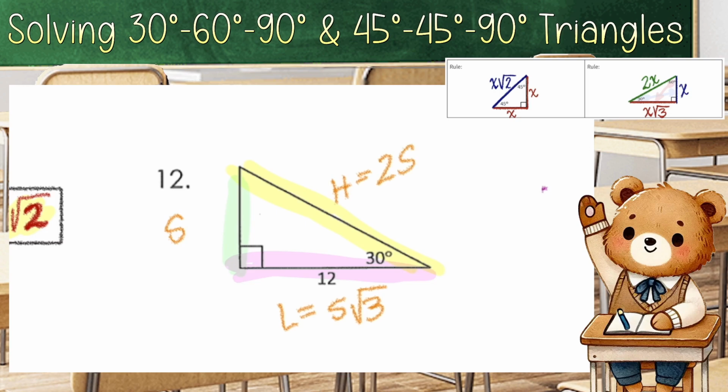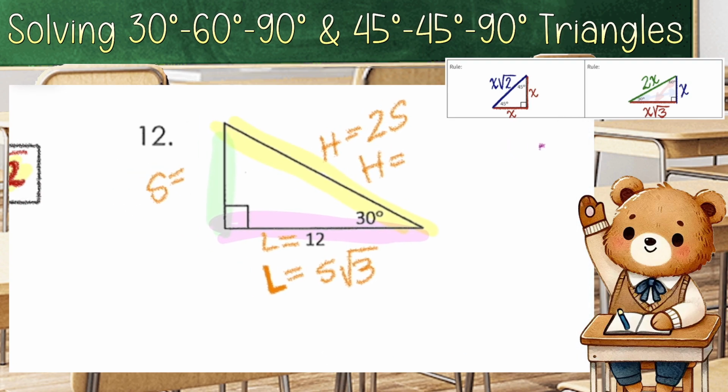So how am I going to do this? Well, first I'm going to use the long leg side, L equals 12. Sub that in over here for L equals s root 3. Solve for s, then I'll have what s equals. And once I know what s is, I can solve for H from there. All right. So 12 equals s root 3, divide both sides by root 3.